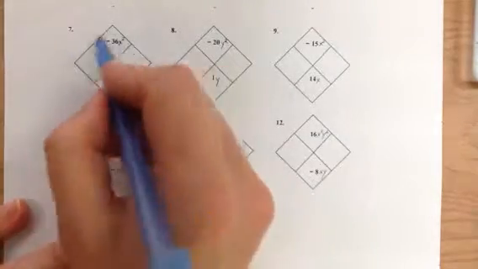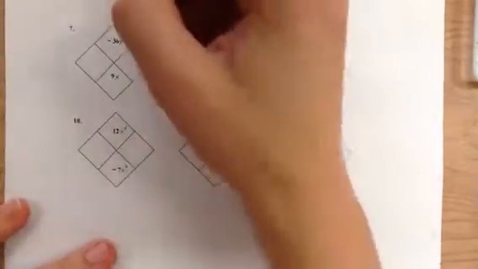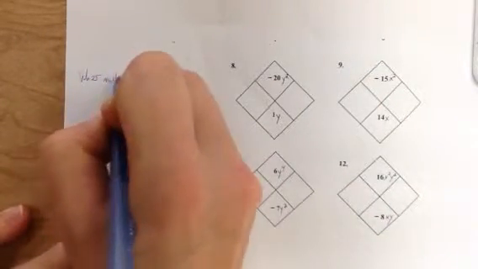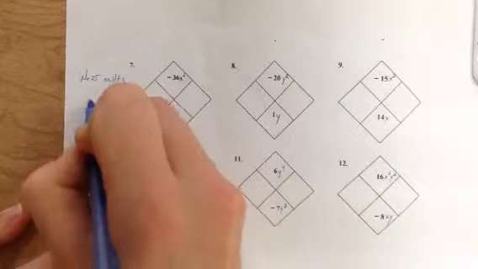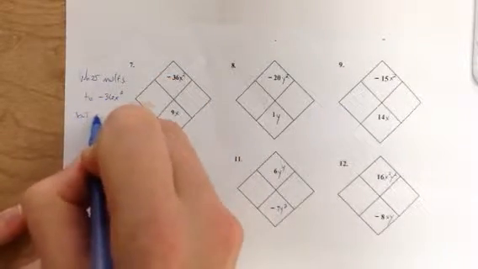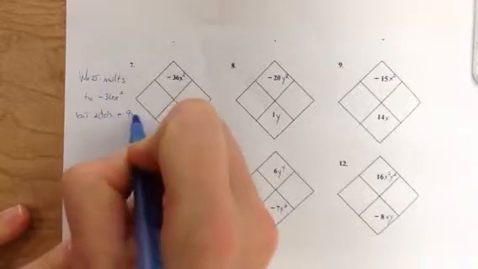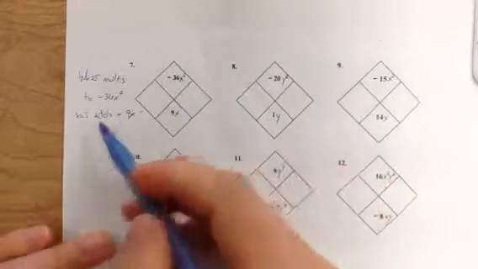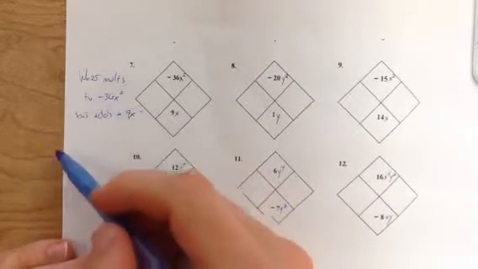The question is still, what multiplies to negative 36x squared, but adds to 9x? Okay, that's the question that this diamond is asking us. So really, it's a very similar process, right?